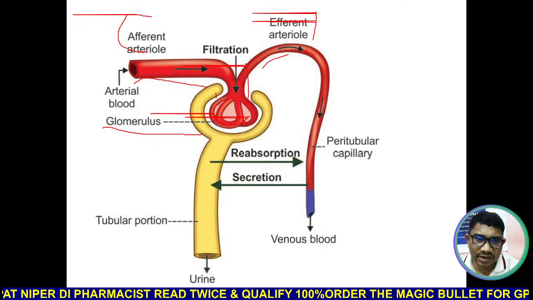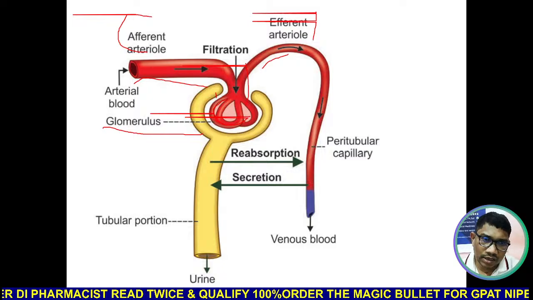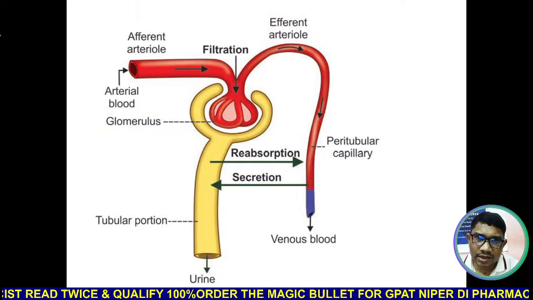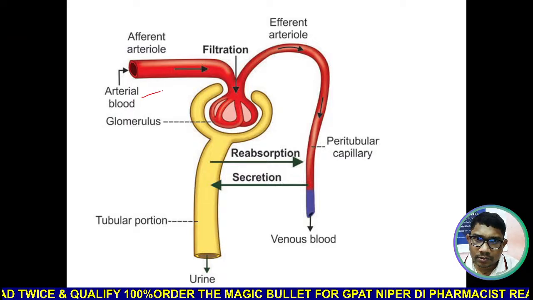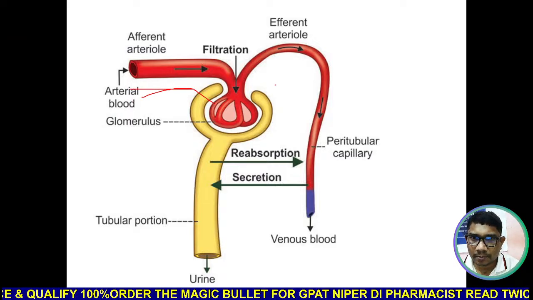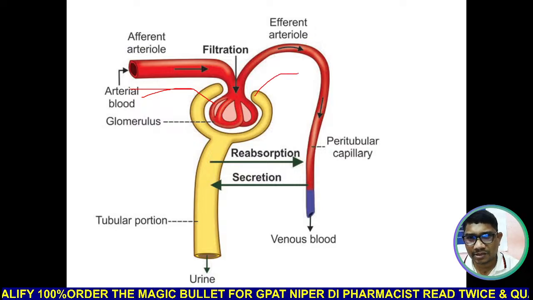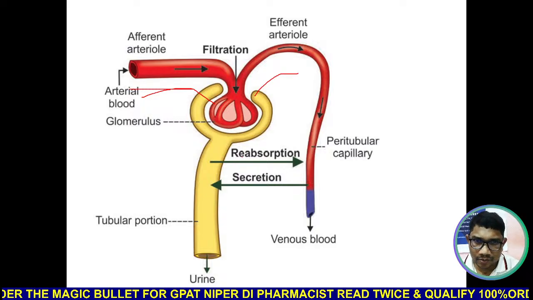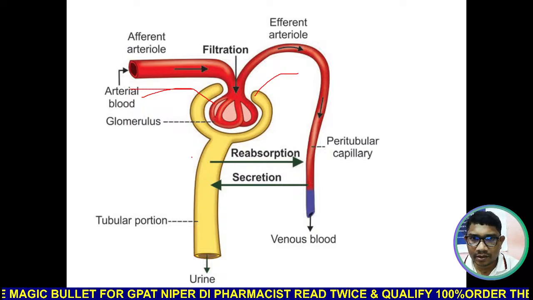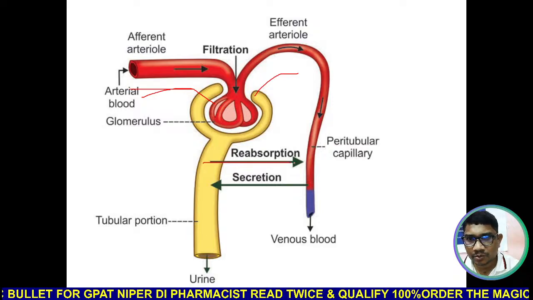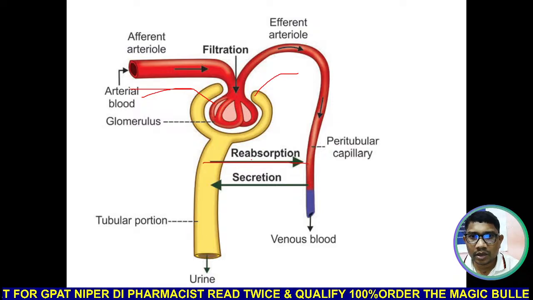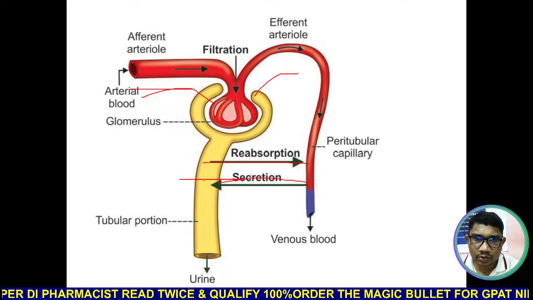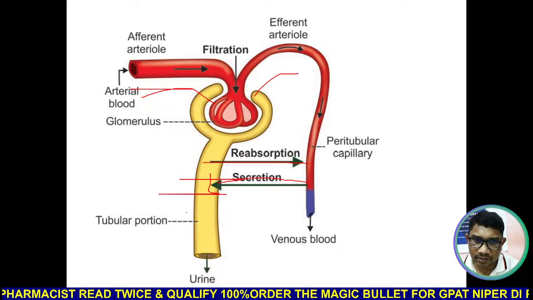Now due to difference in the size, there is a creation of pressure over here. यहाँ पे क्या होता है? प्रेशर क्रिएट होता है, known as hydrostatic pressure. Due to difference in the size, there is a creation of hydrostatic pressure over here, and because of that filtration is affected. Okay? Whatever is required in the body, that is known as selective reabsorption. Which is not required for body, that is again excreted in the urine, known as active secretion.